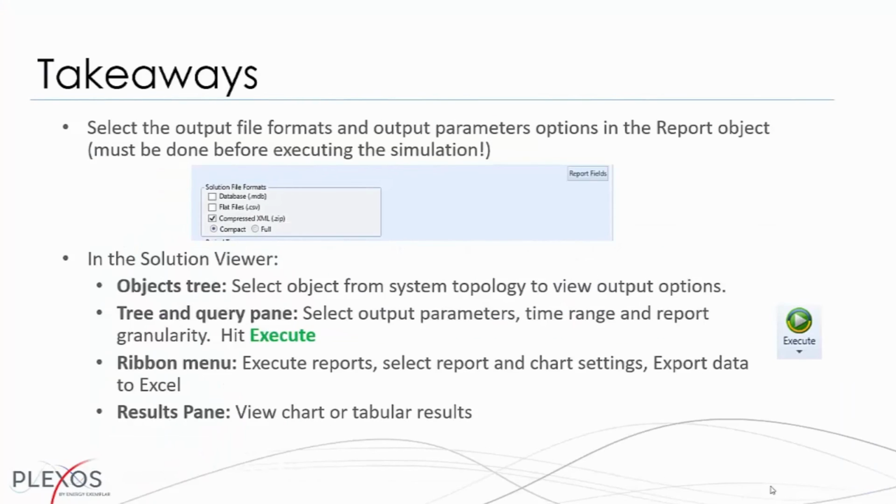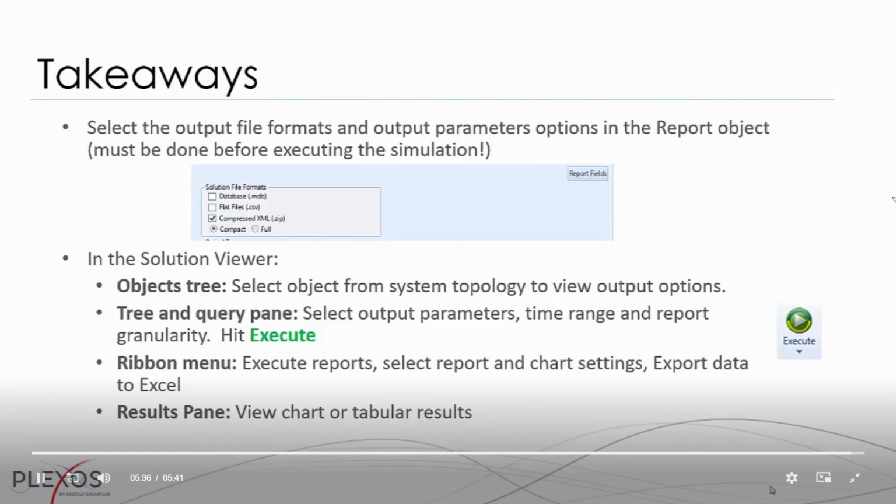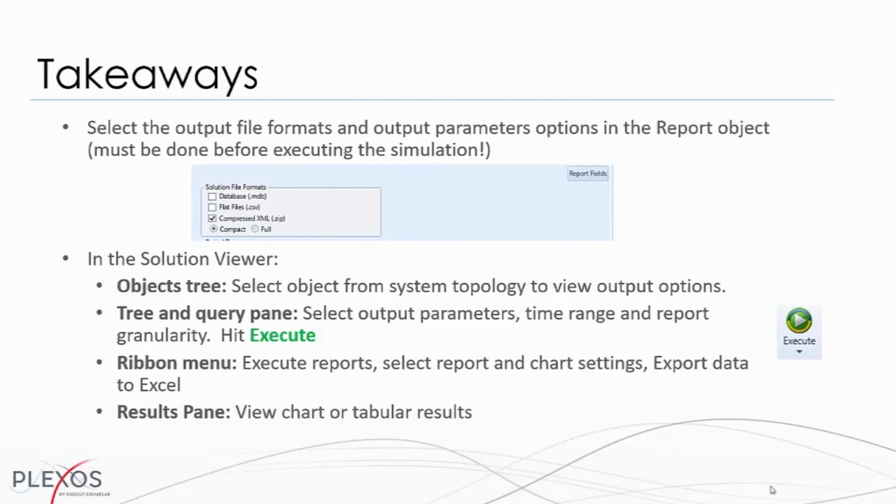After we're done with exercise 3, let's talk about takeaways. Select the output files format and output parameters option in the report objects. It must be done before executing the simulation. In the solution viewer, we have the objects tree, where we can select objects from system topology to view output options. In the tree and query pane, we can select output parameters, time range and report granularity, and hit execute. On the ribbon menu, we can execute reports, select reports and chart settings, and export data into Excel. Results pane: view charts or tabular results.